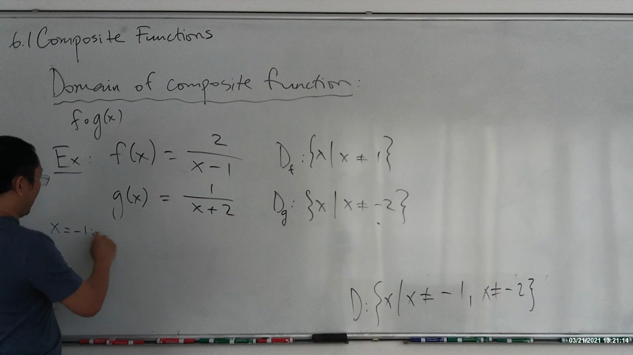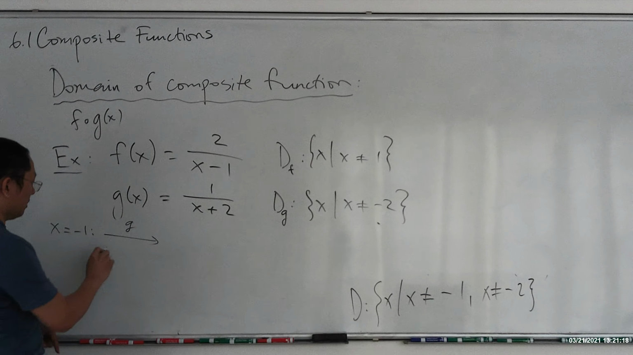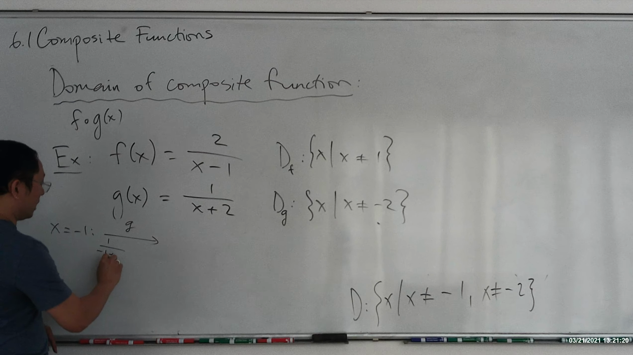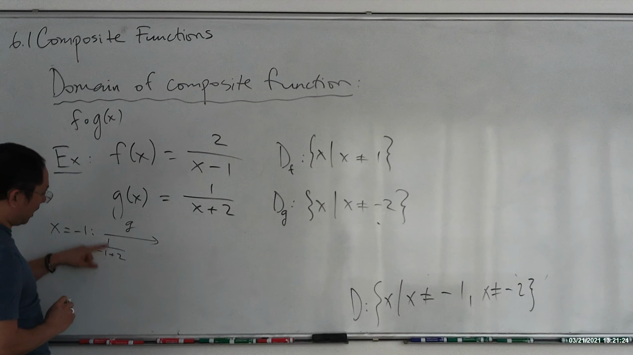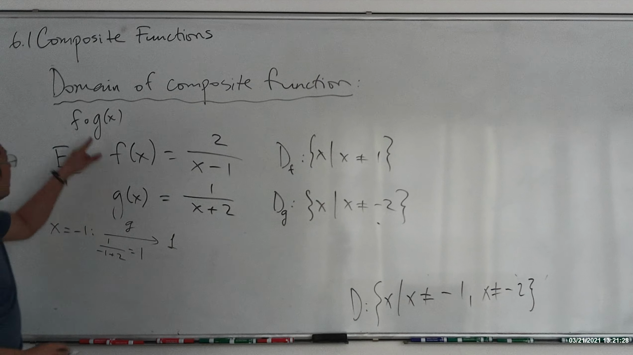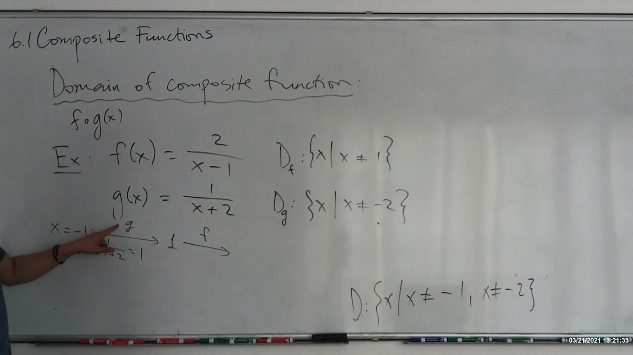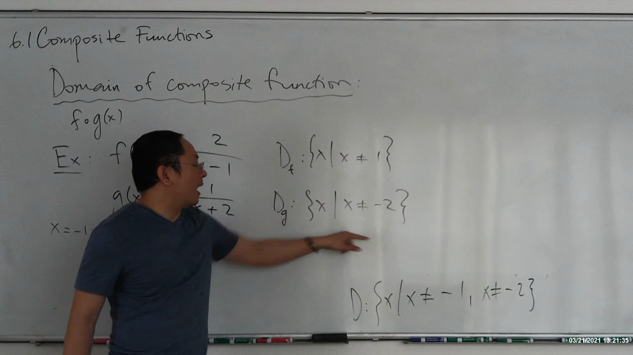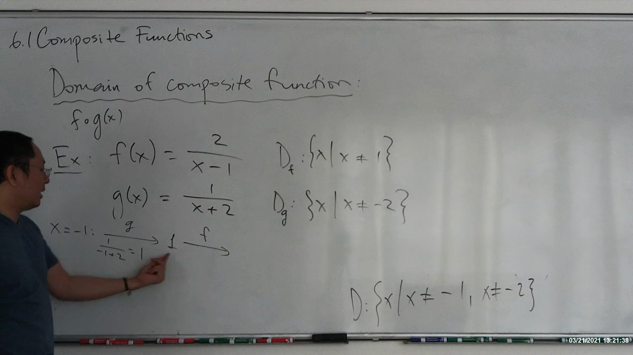So first of all, you have -1. You plug it into the function g. Function g says what? 1 over -1 plus 2, right? So -1 plus 2 is 1, and 1 over 1 is equal to 1. And you use 1 to plug into f. So -1 is okay with g. g says I will buy any x except for -2. So I'll take -1. -1 is good.